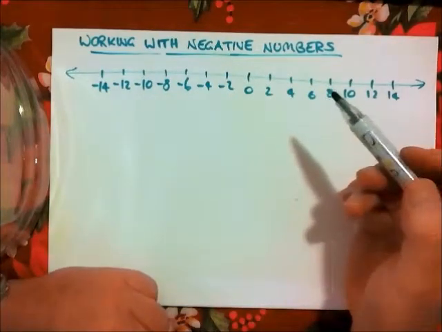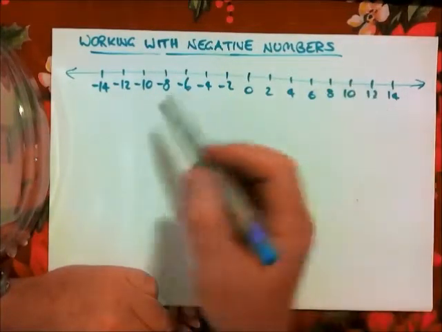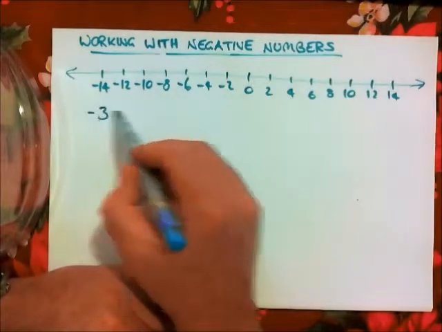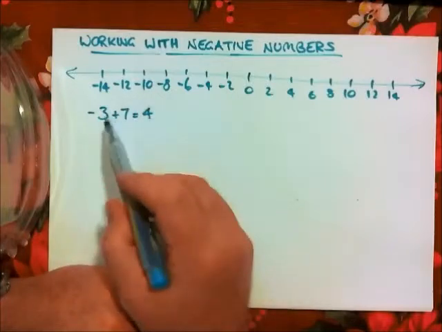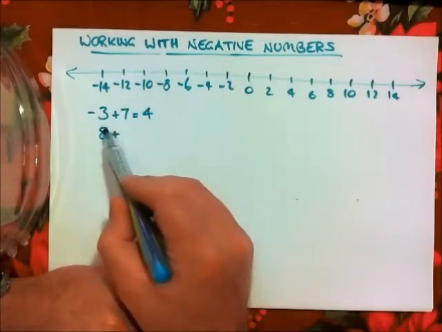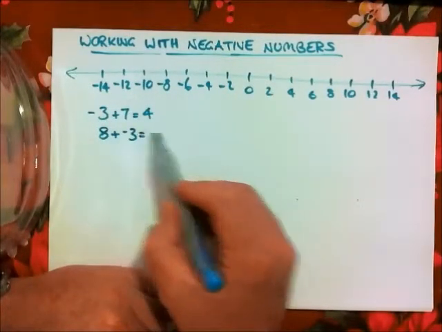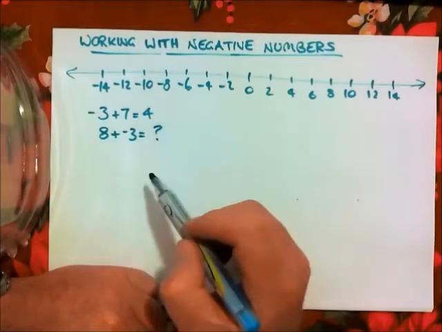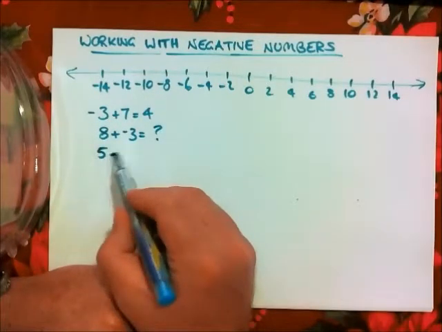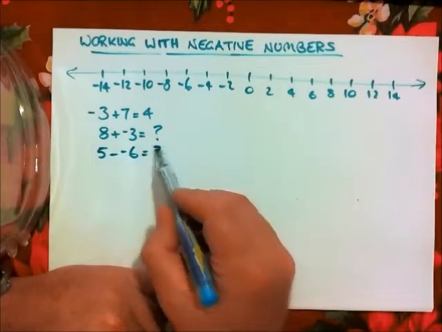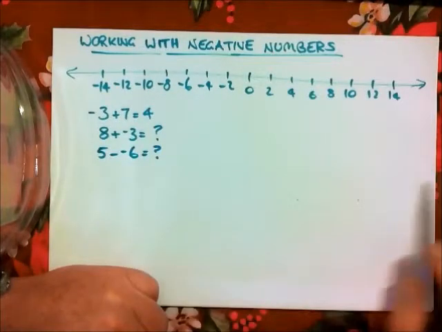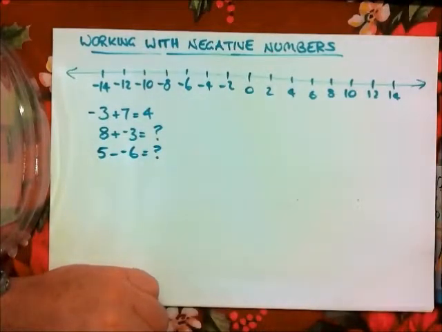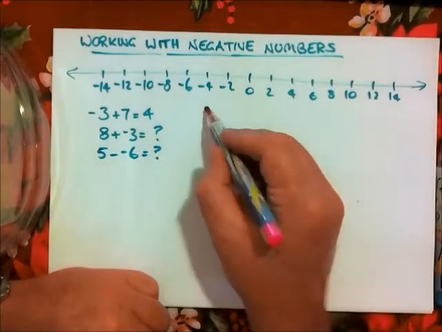Going to do similar questions as last lesson, but we'll work with some negative numbers this time. So start off with something we already know. -3 plus 7 is 4. But what about 8 plus -3? What do we do there? What about 5 minus -6? What on earth are you going to do with that question? 5 and go left -6 places.